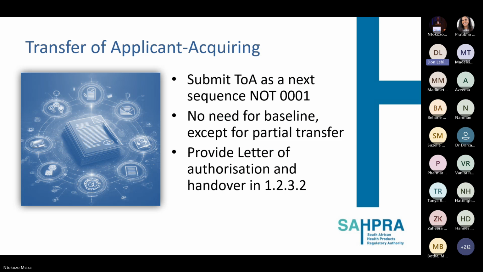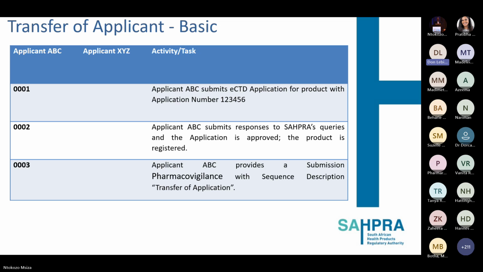Okay, and then as the acquiring applicant, you would then submit a TOA as a next sequence, not as a 0001. So in other words, you don't need to submit a baseline except if you're doing a partial transfer. And then the letter of authorization for the handover would then go into section 1232. Okay, so now let's look at some practical examples.